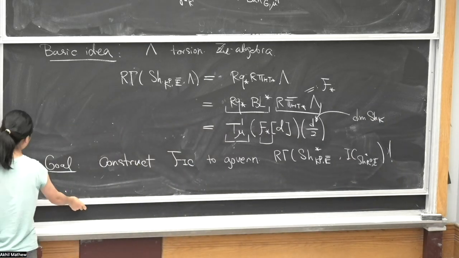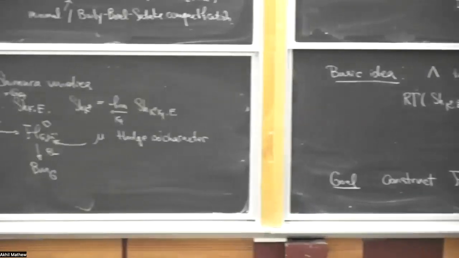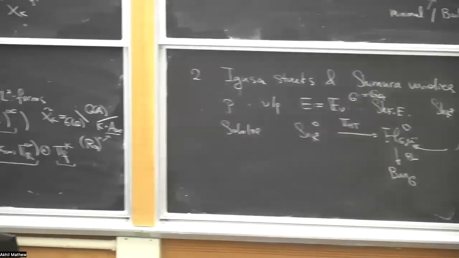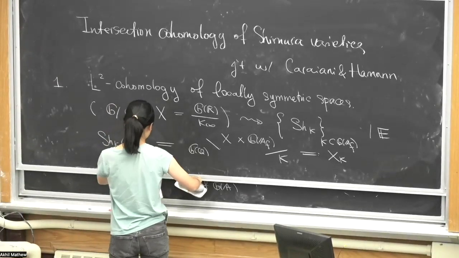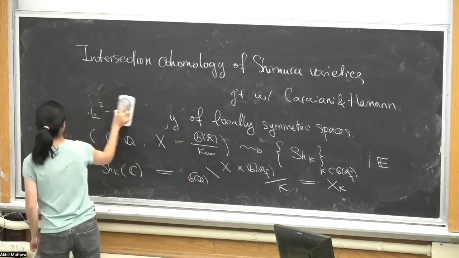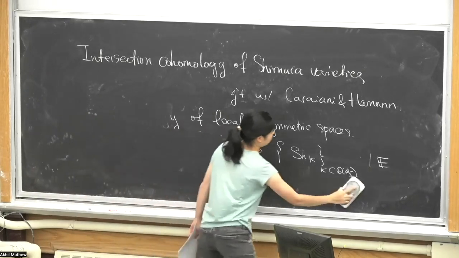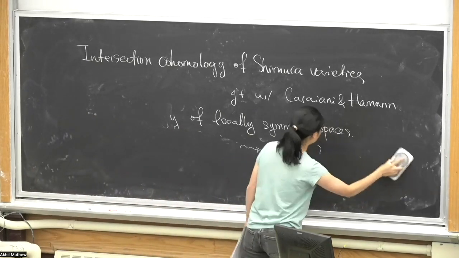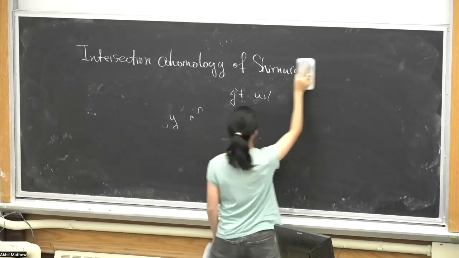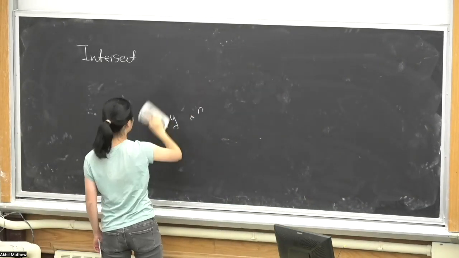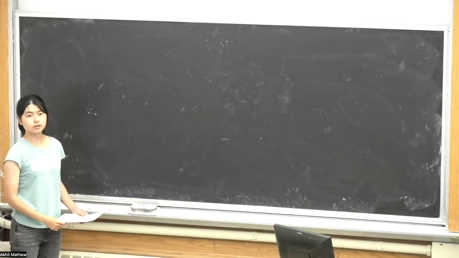So before stating our expected results and some strategies we had in mind, let me quickly also talk about minimal compactifications, so that we could talk about intersection cohomology in this context. Are there any questions so far?